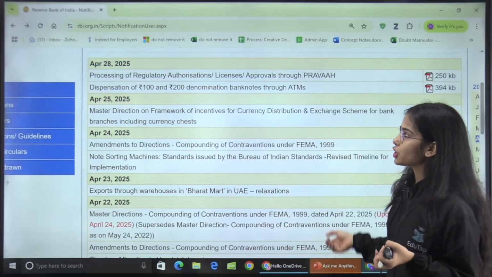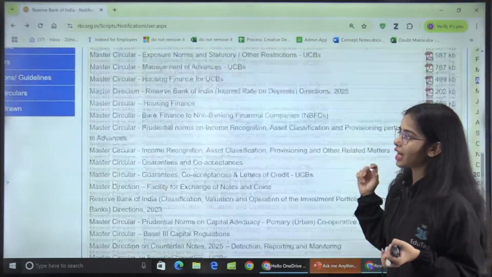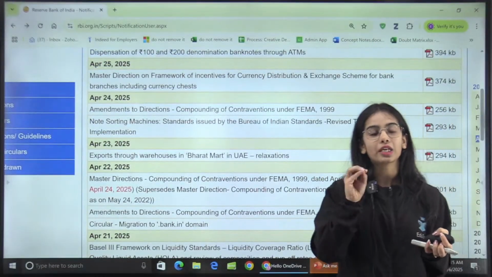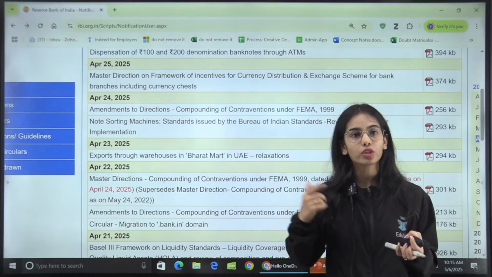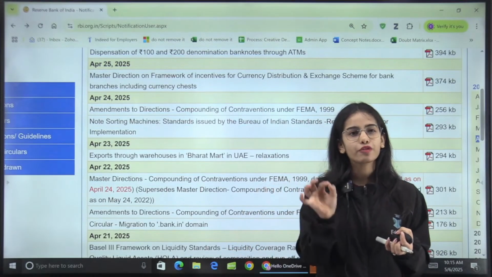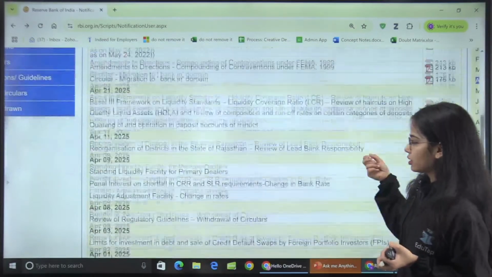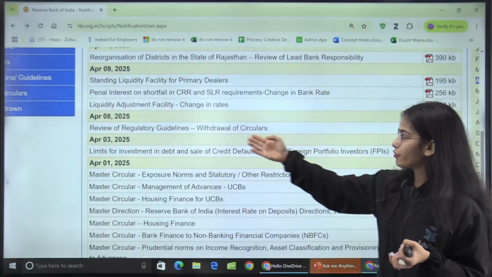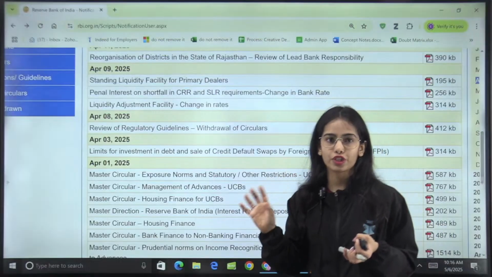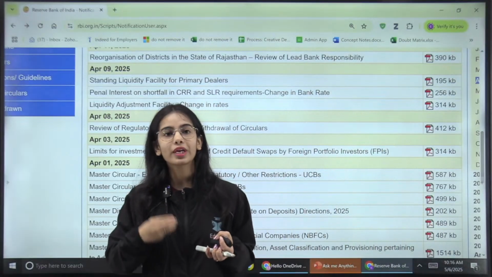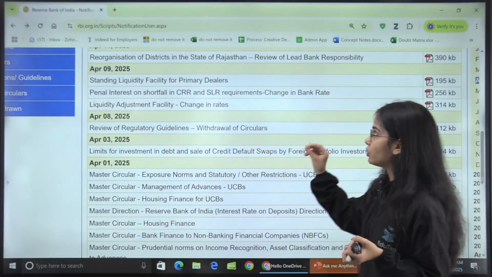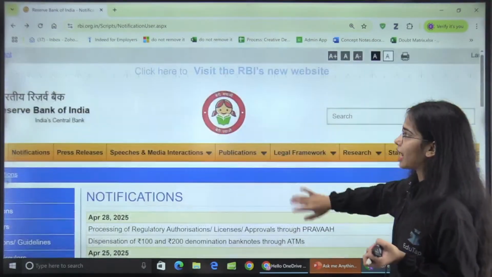So in the notifications, you will see that most of them have been covered in the Finance 360-degree session, and I hope you know that notifications are important. You have to cover the notifications, but there are a few, like the reorganization of districts or the withdrawal of circulars, which you can leave. So I hope you get the idea of which notifications or press releases you have to cover and which you can leave.